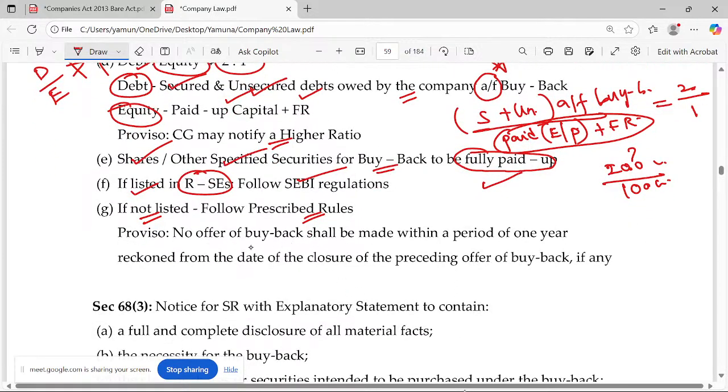No offer of buyback shall be made within a period of 1 year from the date of closure of the preceding offer of buyback. Already there is a buyback, and if 1 year is not over, you cannot go for the next buyback. There should be a solid gap. It's not yet over.